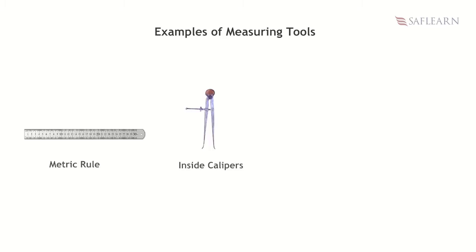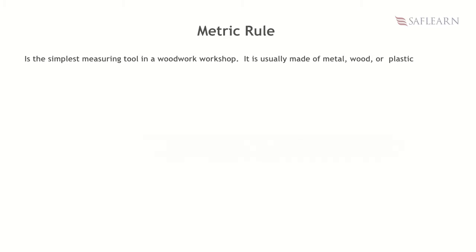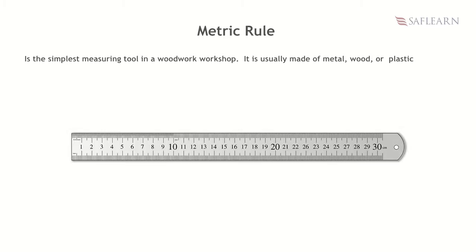Examples of measuring tools are the metric rule, inside calipers, outside calipers, pair of dividers, etc. Let's talk about some of these tools. Metric rule is the simplest measuring tool in a woodwork workshop. It is usually made up of metal, wood, or plastic.